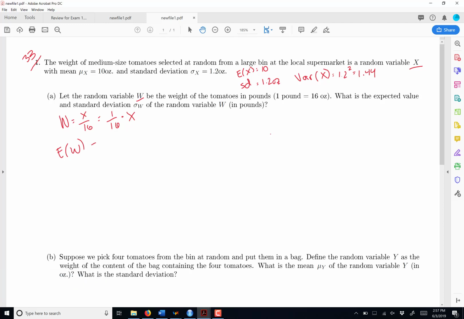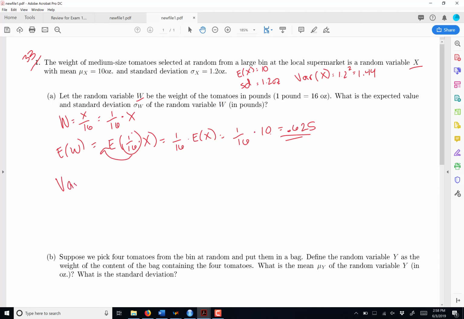So the expected value of w, well, instead of w, we can say w is really 1 over 16 times x. Now, our rules for our combinations of random variables say that if you have a number in here times the x, you can just bring it out. So it'll just be 1 over 16 times the expected value of x. And the expected value of x is 10 ounces. So 1 over 16 times 10 gives me 0.625. So we'd expect each tomato to be about 0.625 pounds, but we know it will change a little bit.